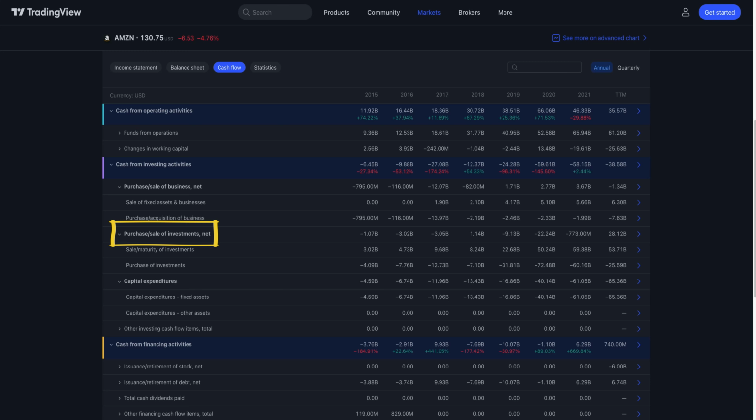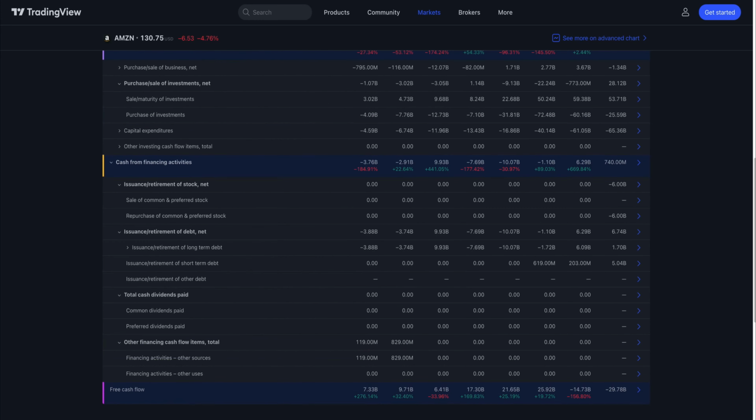The third subcategory is the capital expenditures, which is a key metric on the cash flow. Capital expenditures measure the funds used by a company to acquire, upgrade, and maintain physical assets such as property, plants, buildings, technology, or equipment. This number is important as this shows how much money the company needs to spend to maintain its current business.